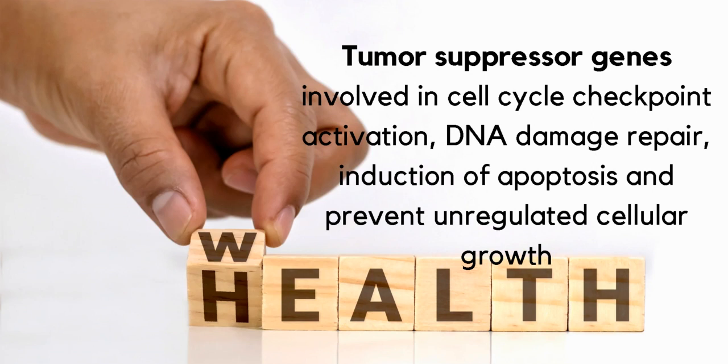Now next we'll talk about the tumor suppressor genes. Tumor suppressor genes are involved in cell cycle checkpoint activation, DNA damage repair, induction of apoptosis and prevention of unregulated cellular growth. When a loss of function mutation happens in a tumor suppressor gene, that mainly leads to a cancerous situation. Normally this gene is involved in cell cycle checkpoint activation, in DNA damage repair, or in the induction of the programmed cell death process, or apoptosis, and it also prevents unregulated cellular growth.